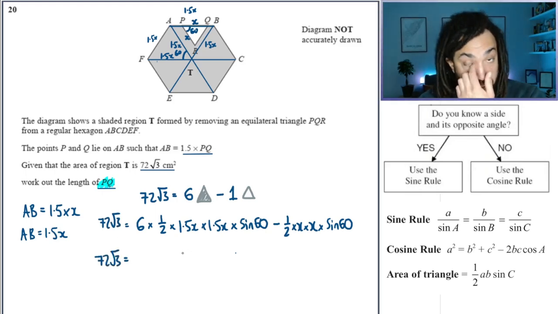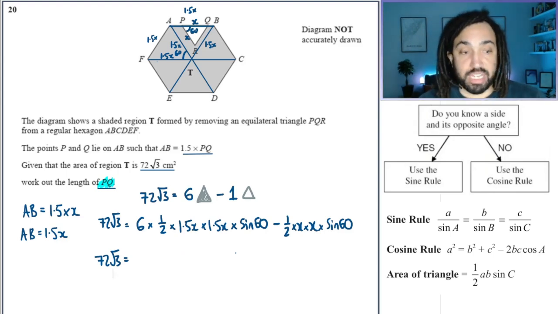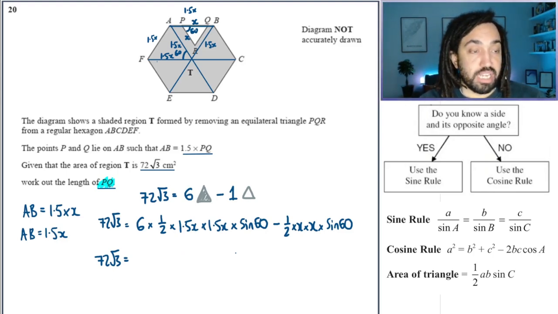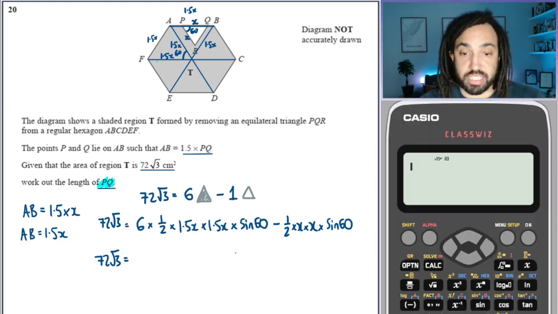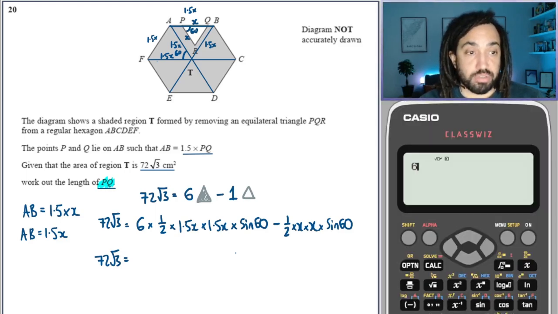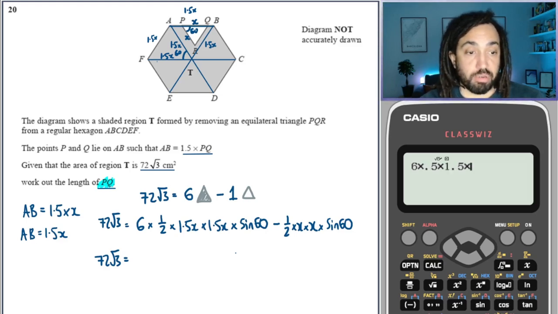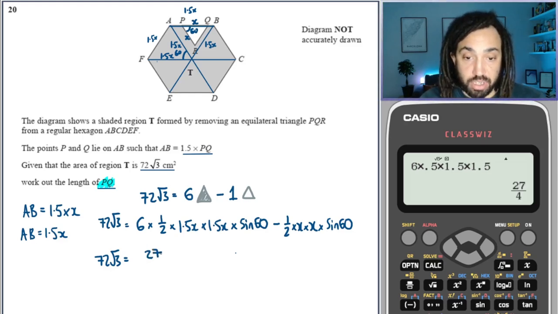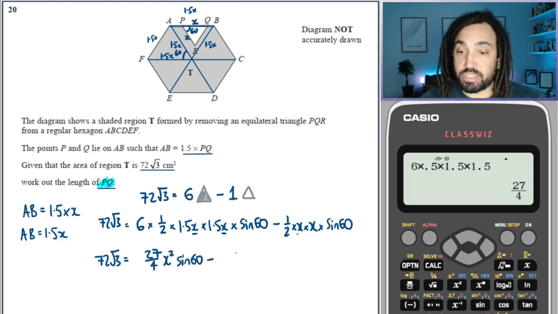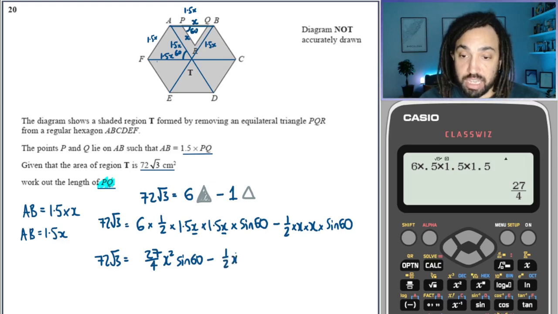Okay, so now we could do a little bit of cancelling down, can't we? So we can take the 6 times 1/2. So we do 6 times 1/2 times 1.5 times 1.5. So that gives us 27 over 4. And then there's an x and an x, so that makes x squared. And then we're also multiplying that by sine 60. I'll just leave it like that for now. Minus, over here, we've got 1/2 x squared times sine 60.